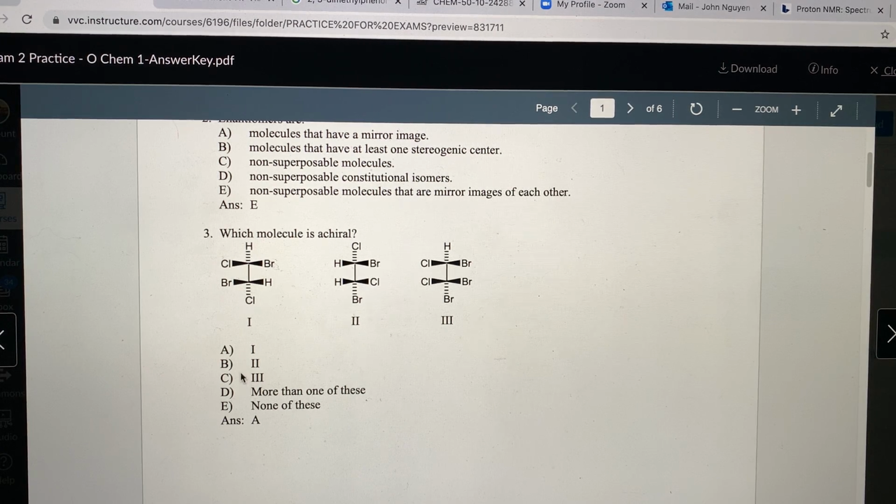Okay, so that's achiral. That's why the choice is A. Now this one right here, you see, Br is 1, 2, and 3. So it rotates counterclockwise, but it's actually R because hydrogen is towards you, the viewer. So remember, if hydrogen is towards you, everything you see is exactly the opposite. So this one looks like S, but it's actually R on the top. And then the bottom, the same way. 1, 2 looks like S, but it's actually R.